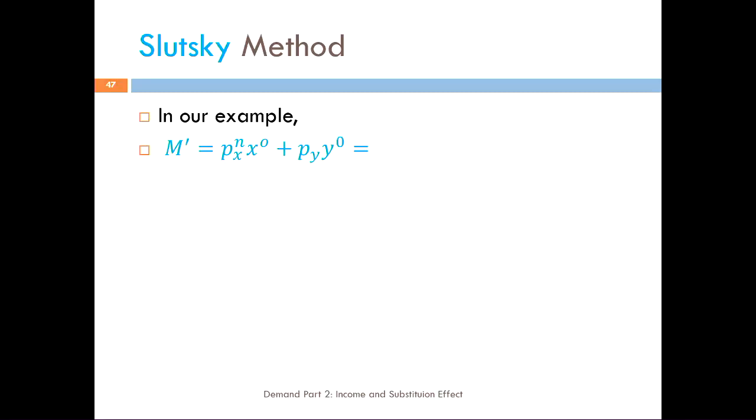All right, so what income do you need to buy the original bundle at the new prices? Remember, the original bundle was 16, 9. The quantity demanded of X is 16, quantity demanded of Y is 9. But the new price of X is 16, and the price of Y didn't change, it's still 16. So evaluate at the new prices, we see you need $400 in order to buy the original bundle at the new prices. Of course, your nominal income is only $288, so we'd have to give you $112 to make you just as happy and to allow you to buy your original bundle at the new prices.